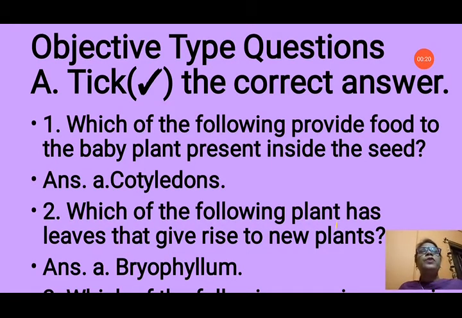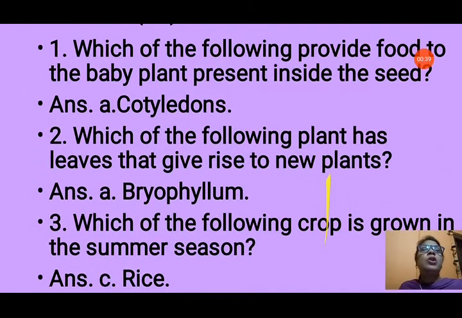Question number 1. Which of the following provides food to the baby plant present inside the seed? The options are A, cotyledons, B, seed coat, C, roots and D, stem. We know that cotyledons store food for the baby plant to grow. So the answer should be option A, cotyledons.